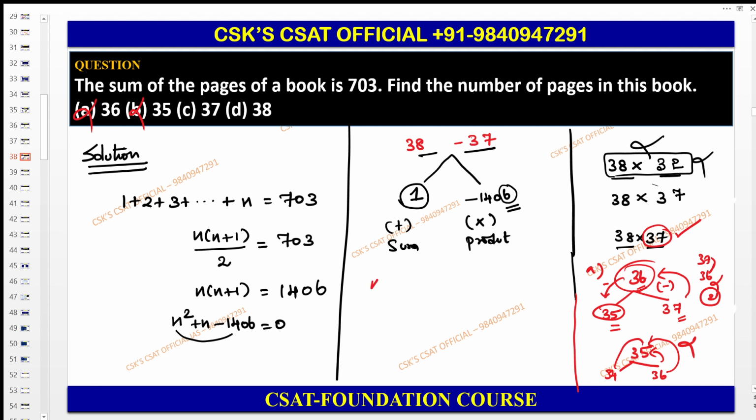Now you can write like this, n plus 38, then n minus 37, which is equal to 0. Now n is equal to minus 38. Now n is equal to 37. Negative value you can eliminate. So therefore n is equal to 37 is the answer.